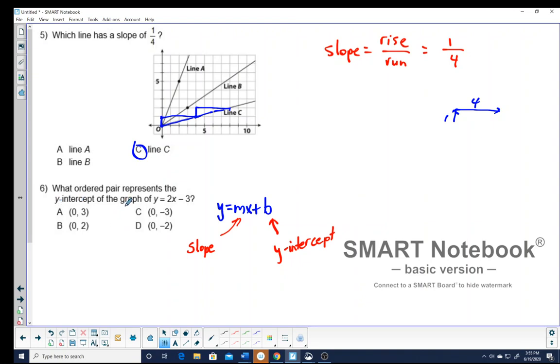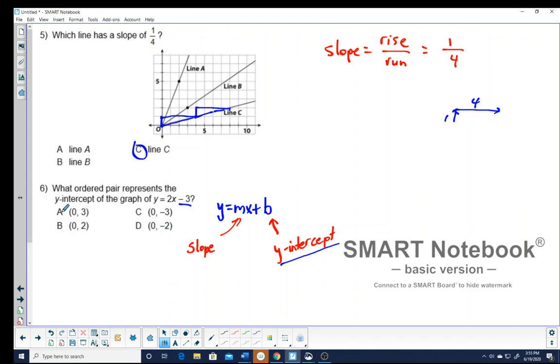On 6, which ordered pair represents the y-intercept of the graph of this line? So if you're looking at this line, notice it's in slope-intercept form, y equals mx plus b. So remember, the b value represents the y-intercept. Here, the b value, since it says -3, the b value is -3. So you know the y-coordinate for this point is -3.